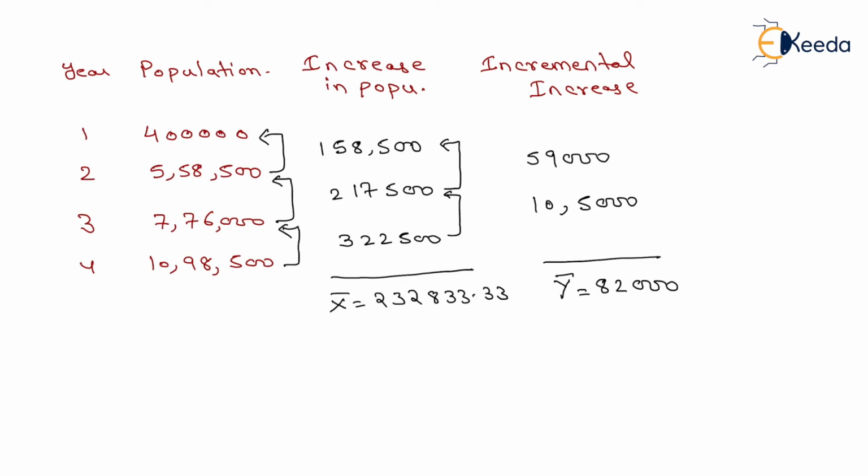Now you want to compute the population of the 5th year. If you want to compute the population of the 5th year, what will be the value of n? It will be equal to 1 year. Now we just put the values here. P5 is given as P0 plus n x bar plus n into n plus 1 by 2 into y bar. That will be the formula which is given here.